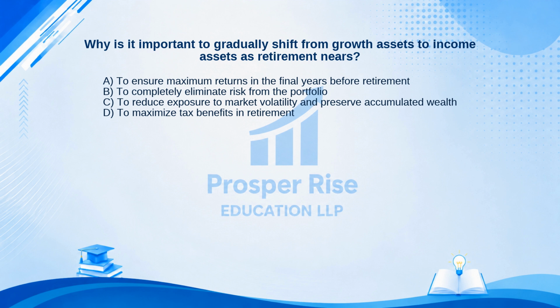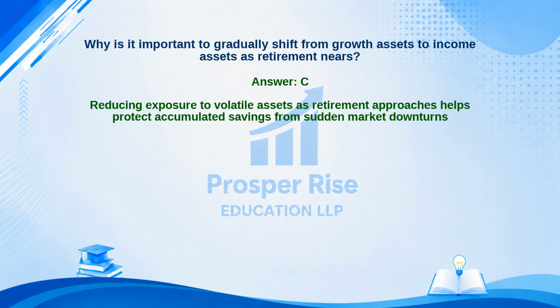Take a moment to pause the video and decide. The correct answer is Option C. Let's see why. Reducing exposure to volatile assets as retirement approaches helps protect accumulated savings from sudden market downturns.